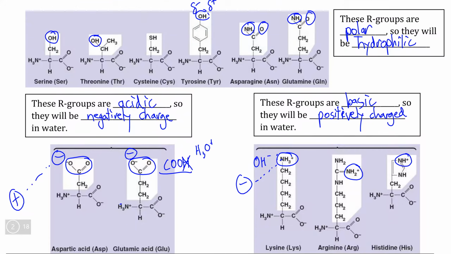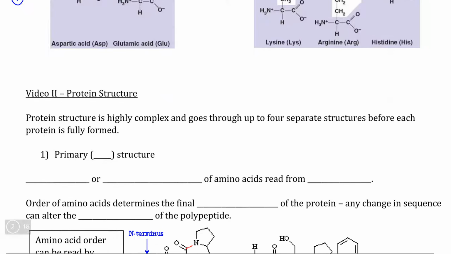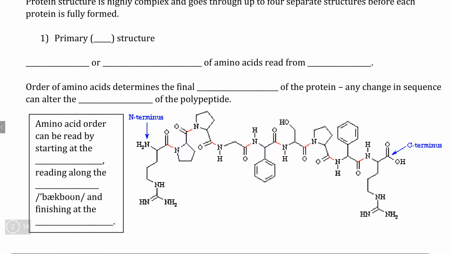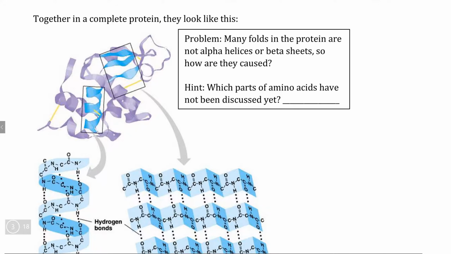In the next video, we're going to use our understanding of R groups in order to predict how a polypeptide is going to go from a simple straight chain like this and fold itself and form more complicated structures like the one that we see here.